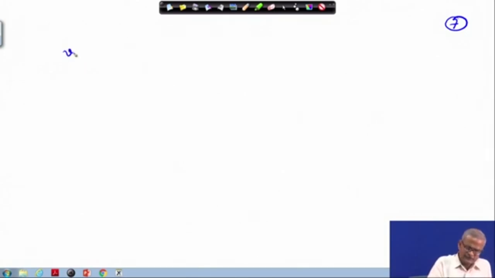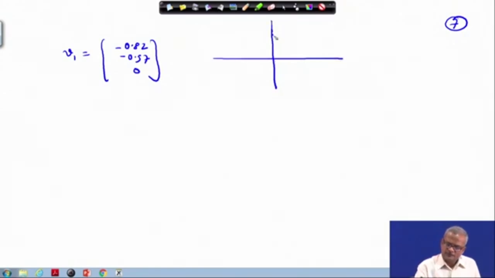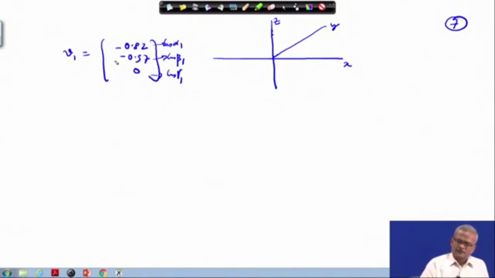So, in this case, the first component is minus 0.82. If we have the x axis here, the y axis, and the z axis vertically up, you can see that this quantity is negative and this quantity is negative. This corresponds to cos alpha 1, this to cos beta 1 and this to cos gamma 1. So, this is the location of the first axis. Where is it located? Cos alpha is negative.